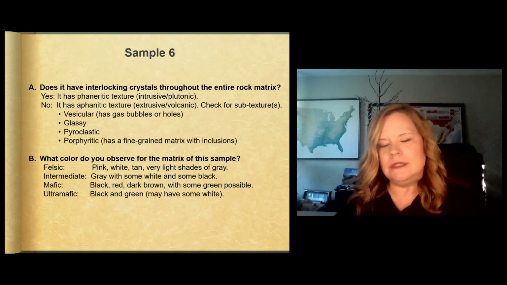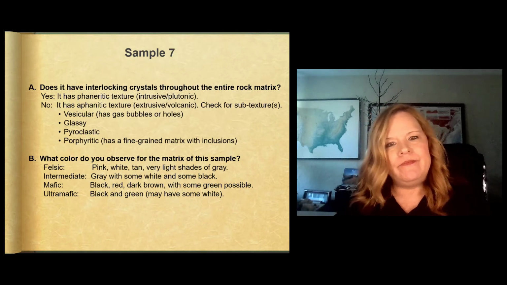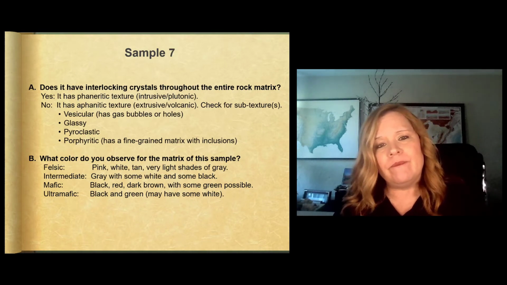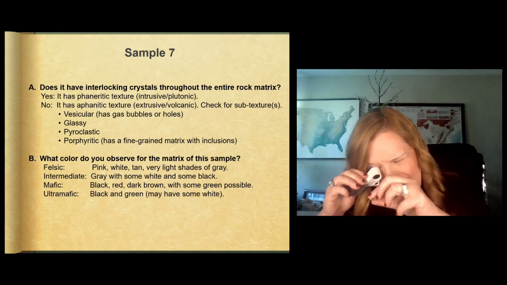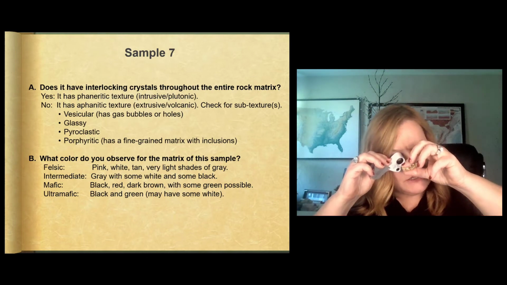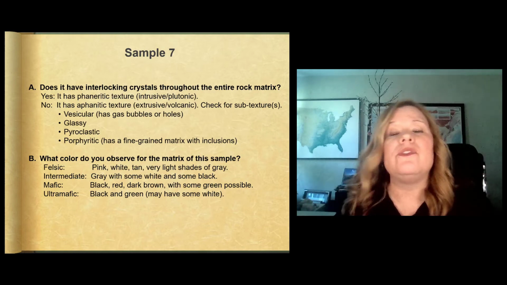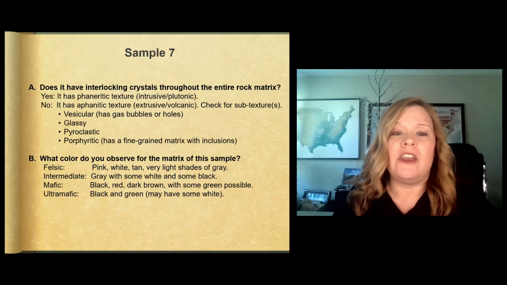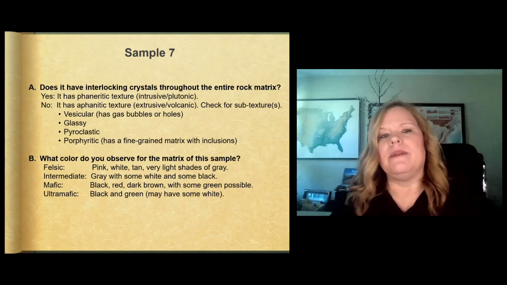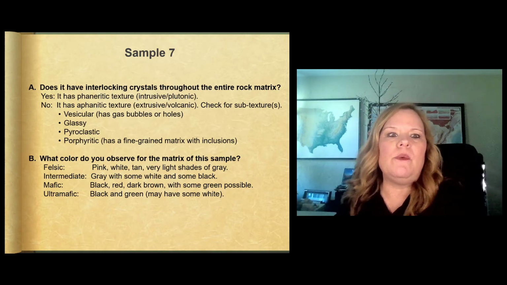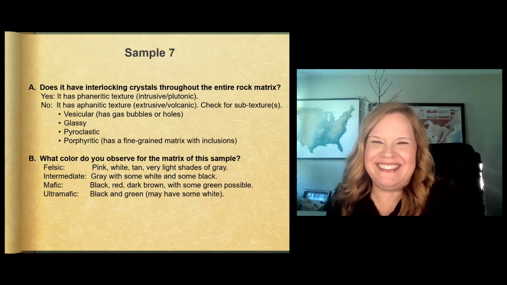All right. Let's get out sample 7. Same thing. Get it under a hand lens or a bright light, turn it in all directions, and you will see multiple crystal faces. In other words, the crystals are interlocking. What does that tell you? Right away, it tells you that it's phaneritic.